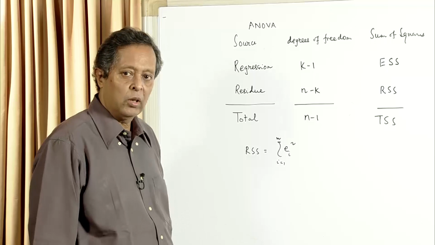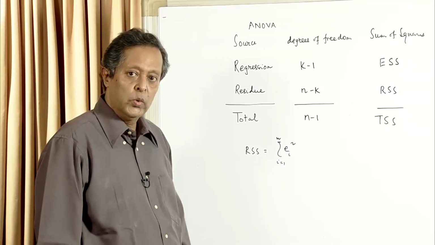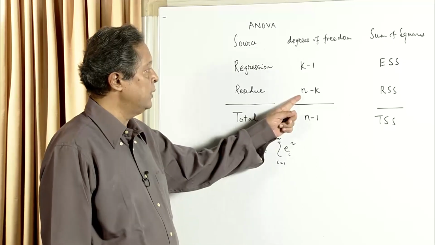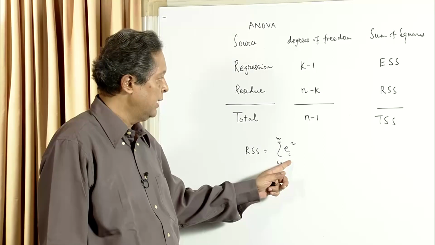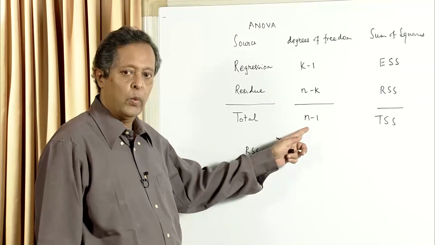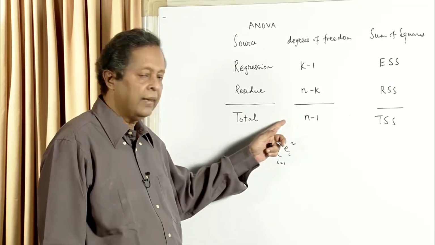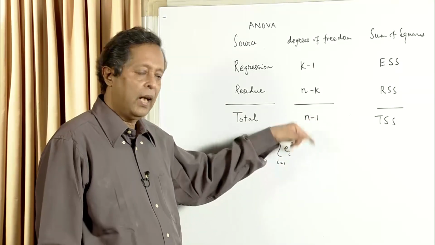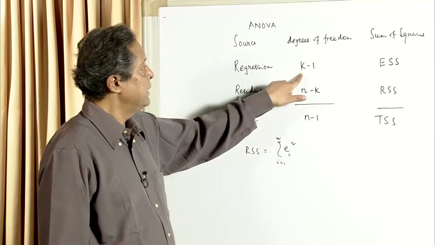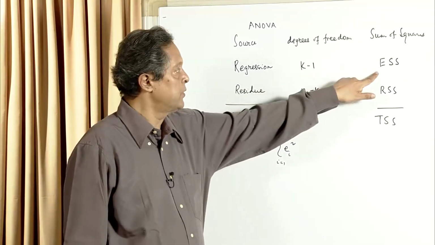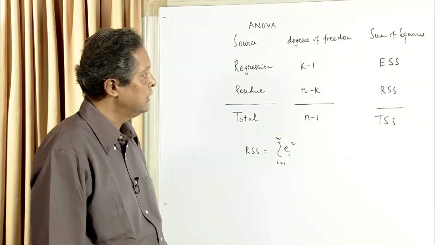So, to estimate the model, we need to estimate k parameters. Therefore, we lose k degrees of freedom, and we are left with n minus k degrees of freedom when we compute the residual sum of squares. The total sum of squares has n minus 1 degrees of freedom, because given n minus 1 values, the last value is not free to vary, and so the regression sum of squares or explained sum of squares has k minus 1 degrees of freedom.